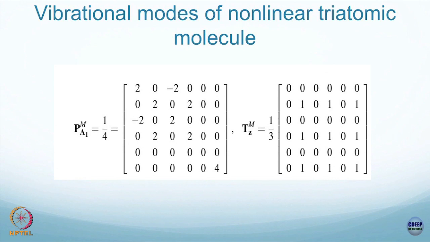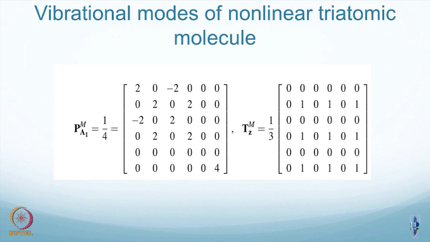So, I want you to take this reducible representation and find the projectors. I have given a projector for the A1, this should be 1/4 multiplying this, it is not equal to that. 1/4 is because 4 is the order of the group. So, basically this matrix I will leave you to check, will you do it?